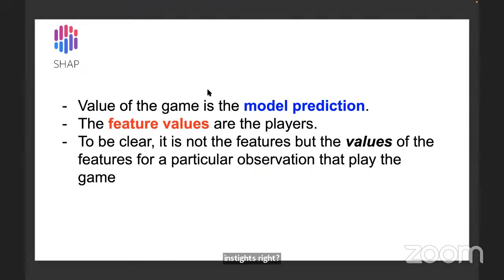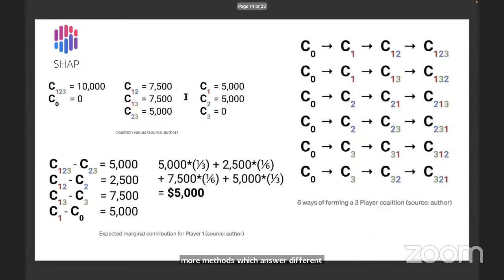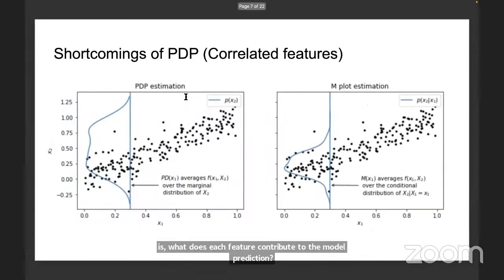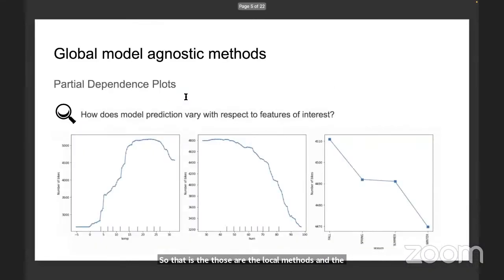So, just concluding what we started, I'll try and end the talk here, but just before that, I wanted to mention there are more methods which answer different kinds of questions. We have looked majorly at two questions that are answered by interpretable models. One is, what does each feature contribute to the model prediction? Those are the local methods. And the global methods ask how model prediction varies with respect to features of interest, right?